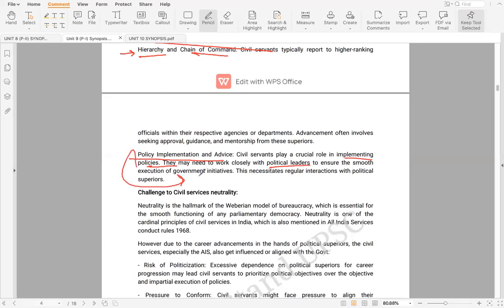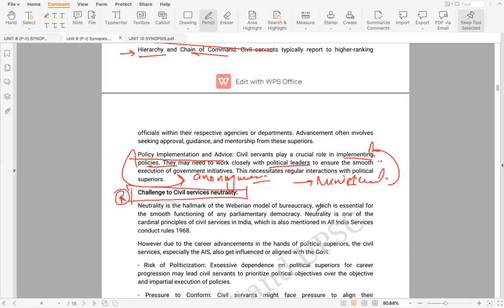Also, we know that they have to be anonymous. So the accountability or the responsibility lies with the ministers. So it's a ministerial responsibility concept. Therefore, you need to have constant interactions. What are the challenges? This is the main demand.